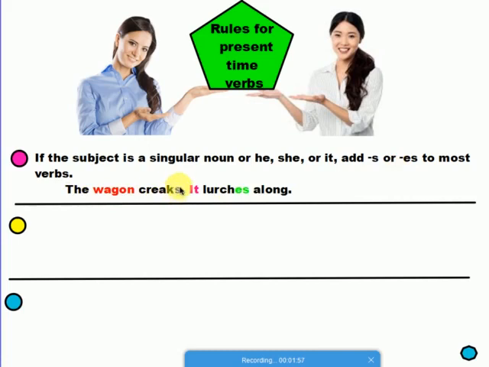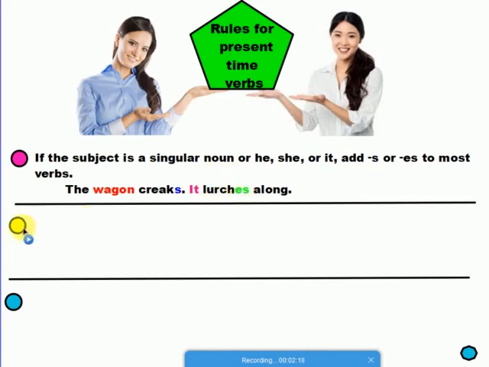I add only s for creak because it is the base form without ch, sh, s, x, or o. The wagon is a singular noun, therefore I add s. It lurches along. The pronoun is it. The base form of lurches is lurch, so the ch requires es.